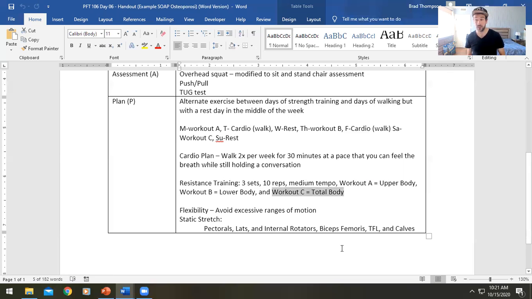That way we can get plenty of training volume, but we're giving the body plenty of time to rest in between, right? And we're going to have core mixed in there. Make no mistake about it. There's definitely going to be some core in there.